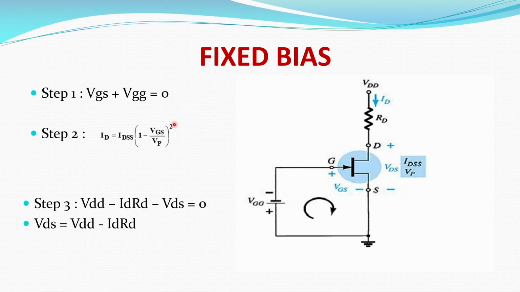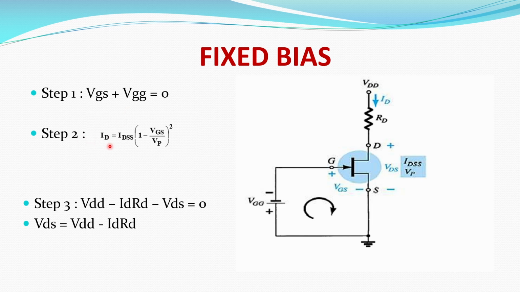So from this we are calculating the input voltage. So we know that in the gate terminal, we have only two voltages. One is VGS and then VGG. So therefore, in step 1, VGS plus VGG is equal to 0. So we can write this as VGS is equal to minus VGG.